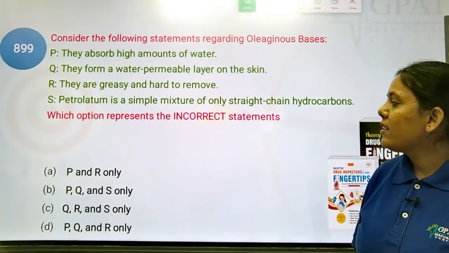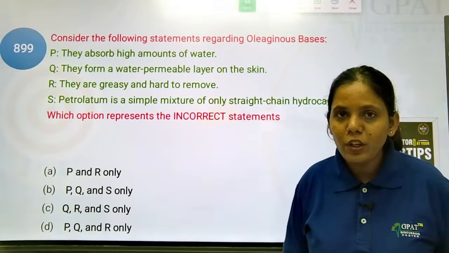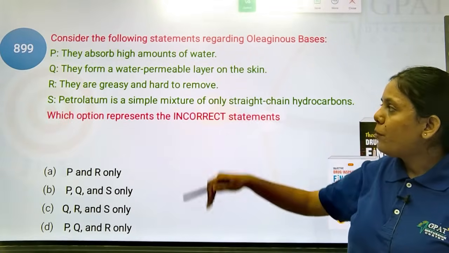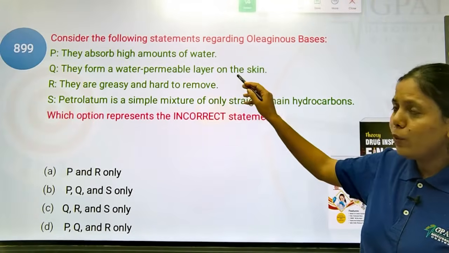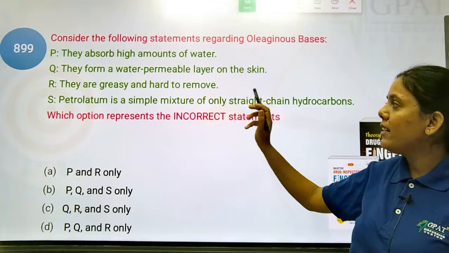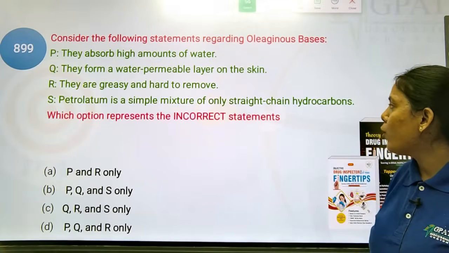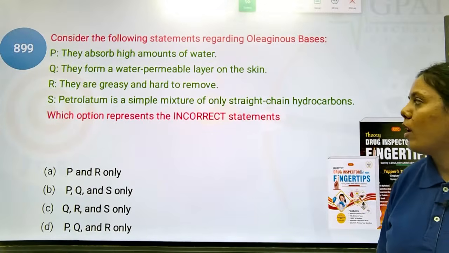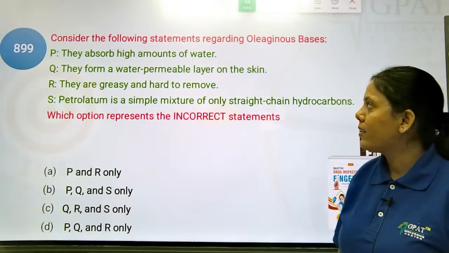Next, consider the following statements regarding oleaginous base. P: they absorb a high amount of water. Q: they form a water permeable layer on the skin. R: they are greasy and hard to remove. S: petrolatum is a simple mixture of only straight chain hydrocarbons. Which option represents the incorrect statement?